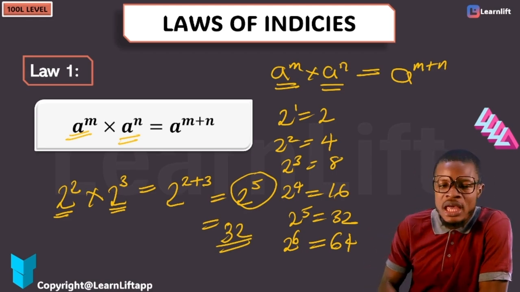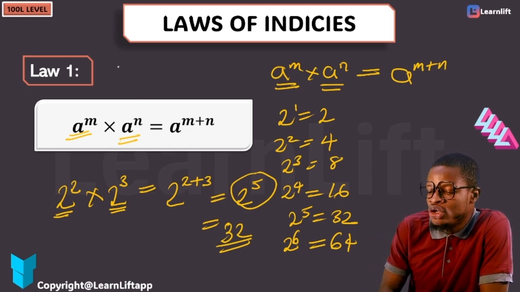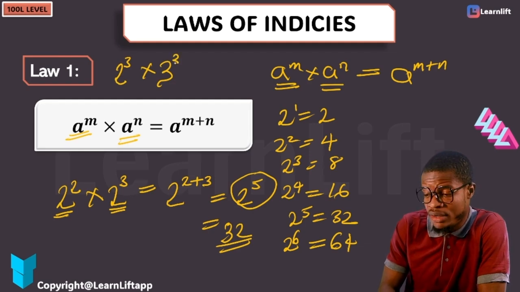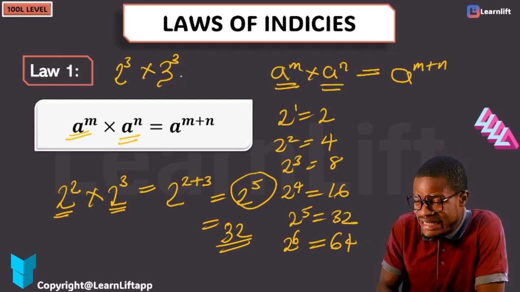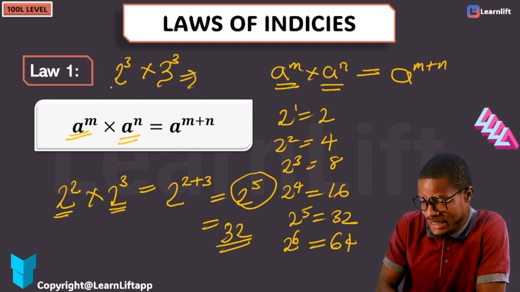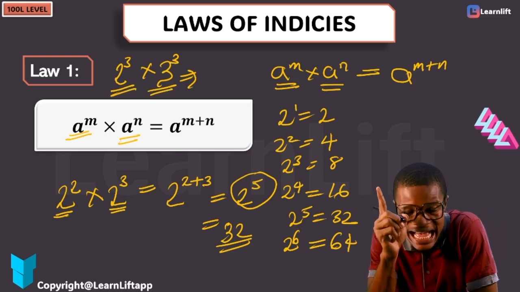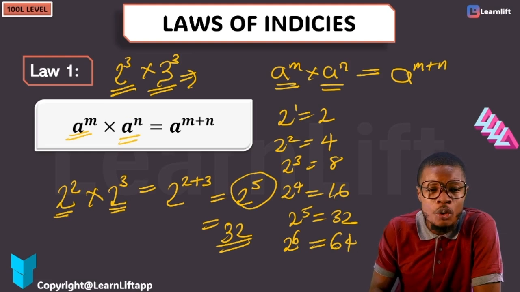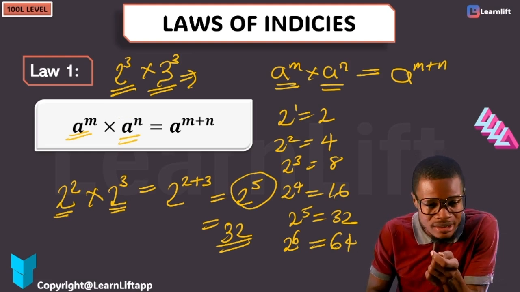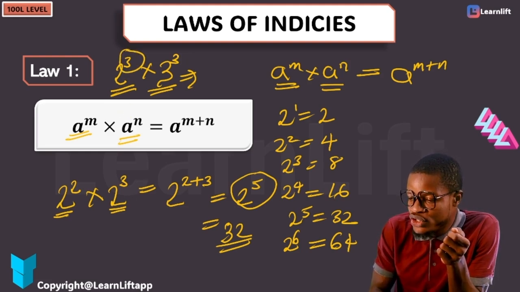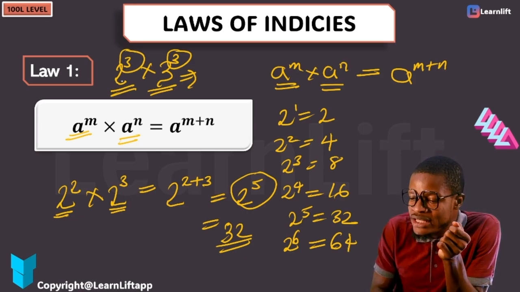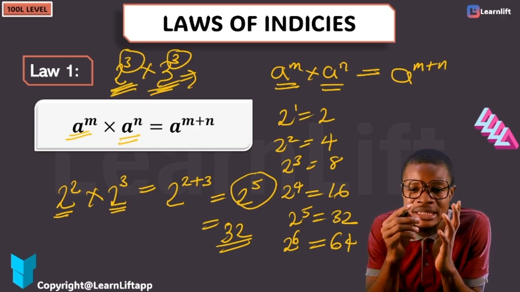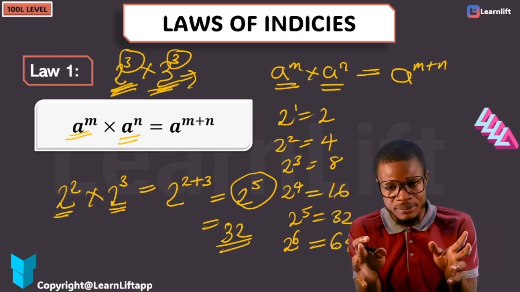But now, let me ask you a question. What if they give us something of this nature? Let's say 2 raised to the power of 3 multiplied by 3 raised to the power of 3 as well. Is it true that this automatically will give me this base here? The question is, first, are the bases the same? No. What is the same here is their power, the 3 and 3. But the bases 2 and 3 are not the same. That means law 1 is not going to hold. Are you there with me?